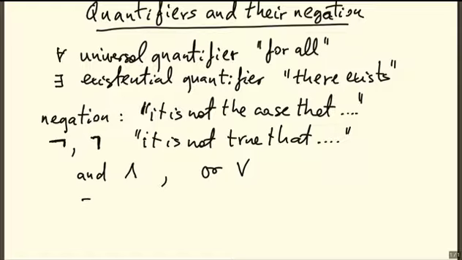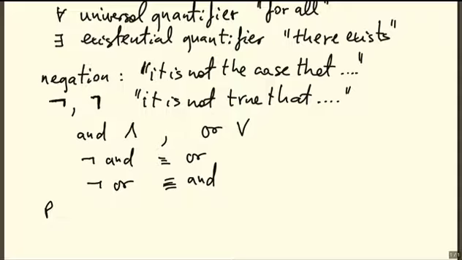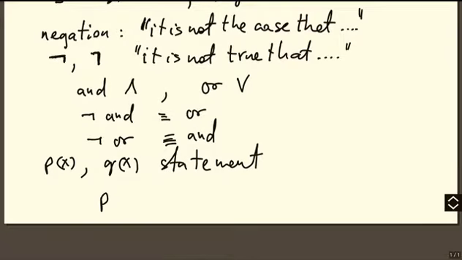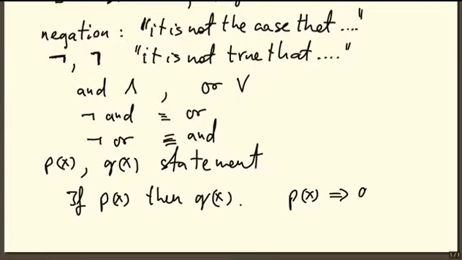Of course, you should know that the negation of "and" is equivalent to saying "or," and the negation of "or" is "and." Many times we have implication. So a statement could be p of x, and another statement could be q of x. And when we say that if p of x, then q of x, a very shorthand mathematical notation would be that p of x implies q of x.